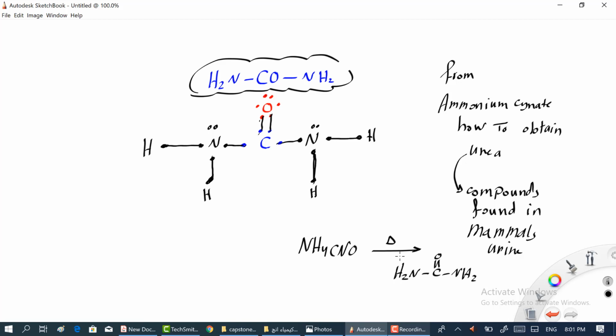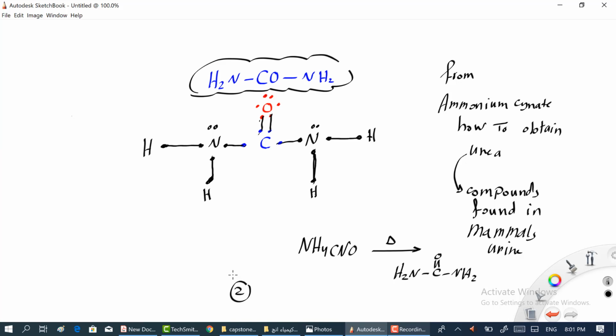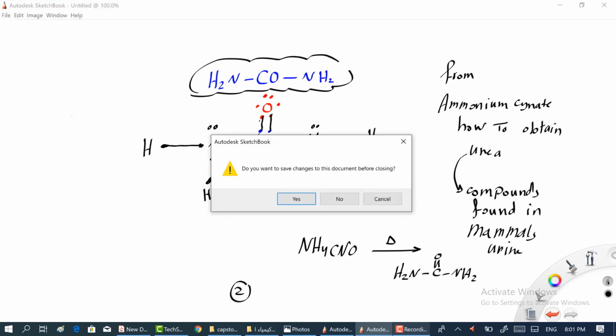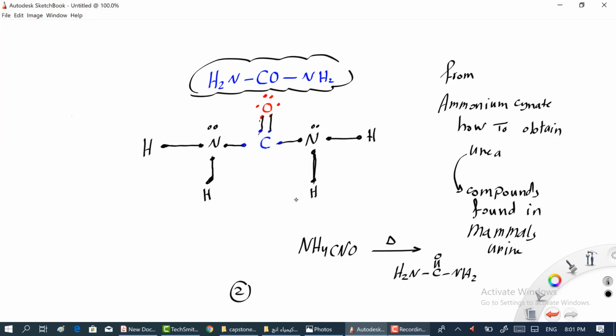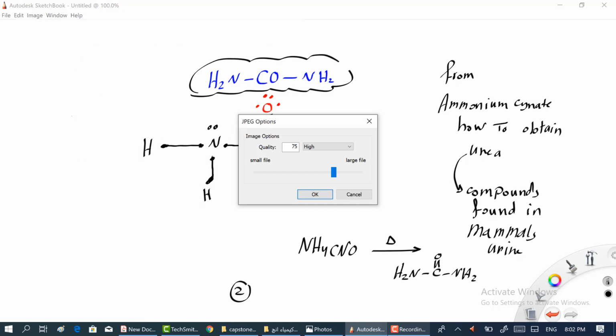What is the ratio between organic compounds and inorganic compounds in nature? This is slide number 2. If we compare organic compounds and inorganic compounds in nature, we will find the ratio between them, organic to inorganic, is 1 to 20.